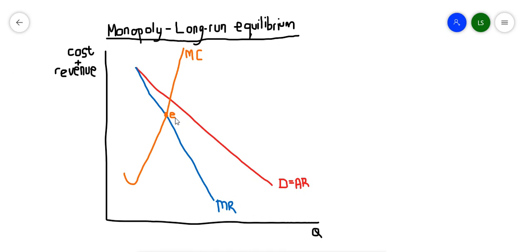Right, so once again, to find the price, we find the price on the demand curve. We are absolutely not going to do this. We are not doing this and giving it a value. This is not the price. Here at point E, this is where marginal cost and marginal revenue intersect.